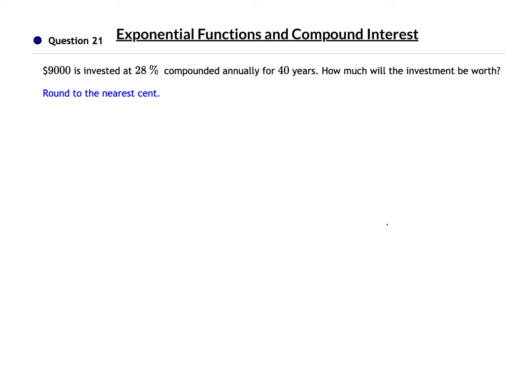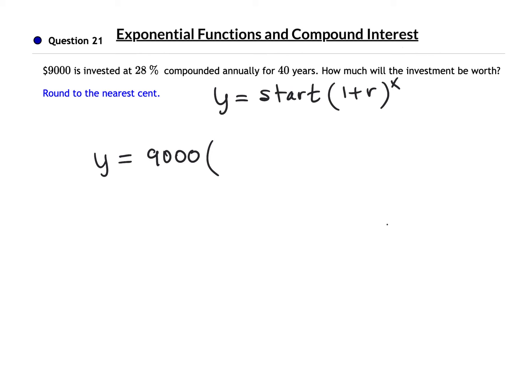Question 21. Our standard form equation is y equal to start, the y-intercept, times 1 plus the rate to the power of x. We're going to invest $9,000. We're starting with 9,000. It's invested at 28% interest. That's 1 plus 0.28 as a decimal. It's compounded annually. That's the normal equation. That's this to the power of 40.